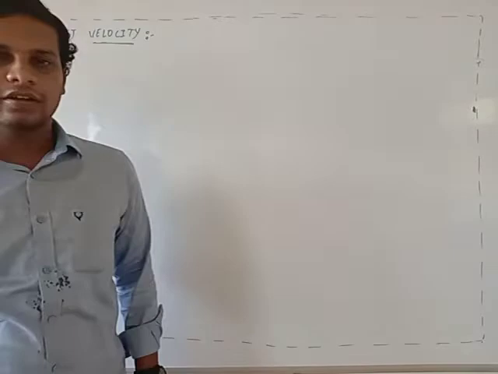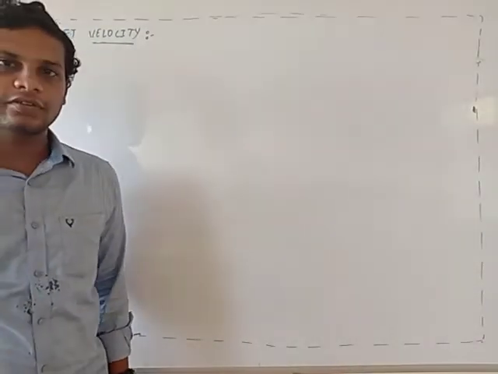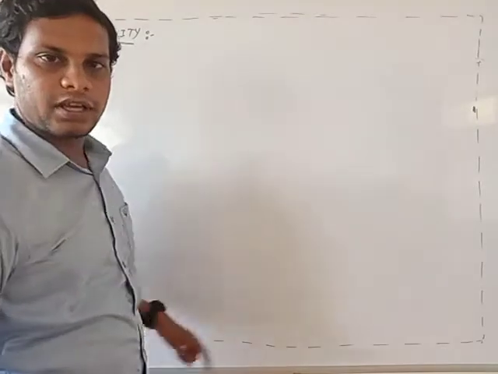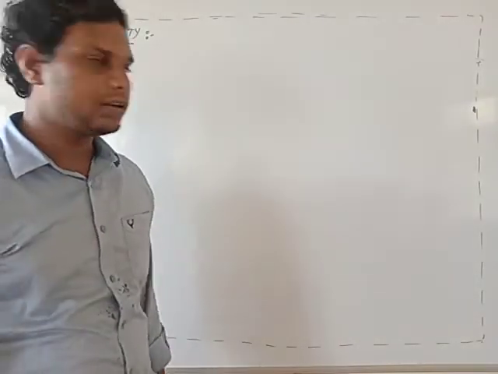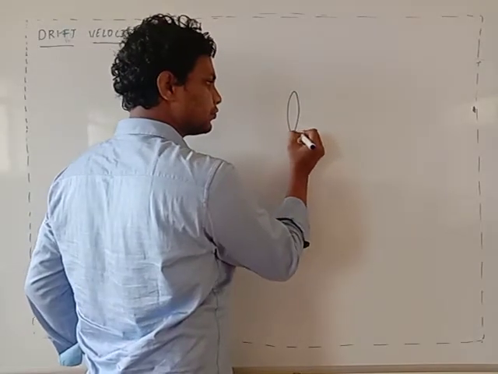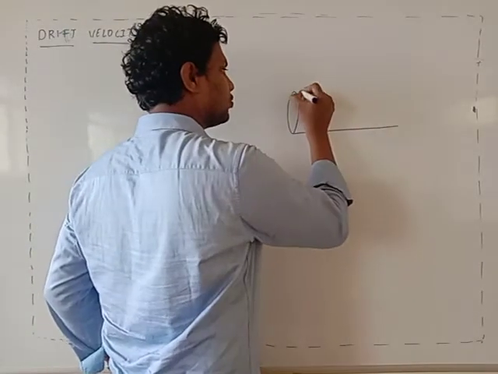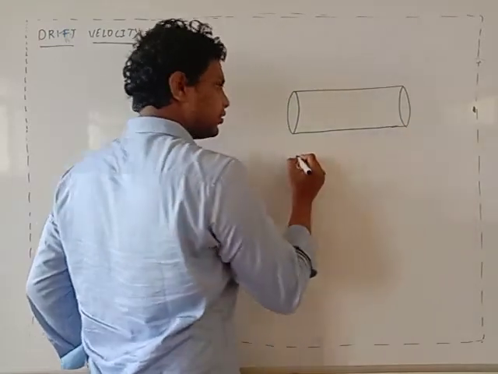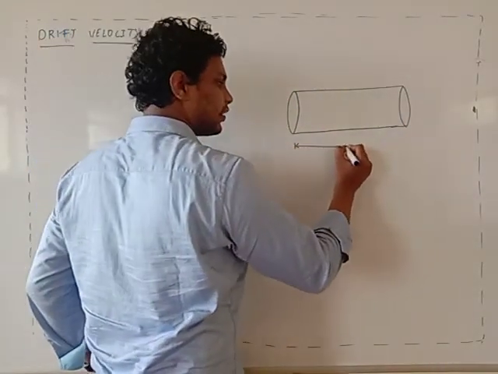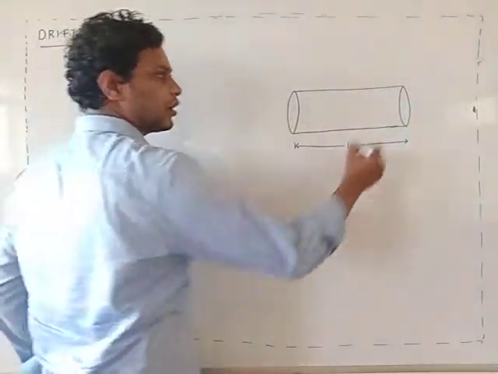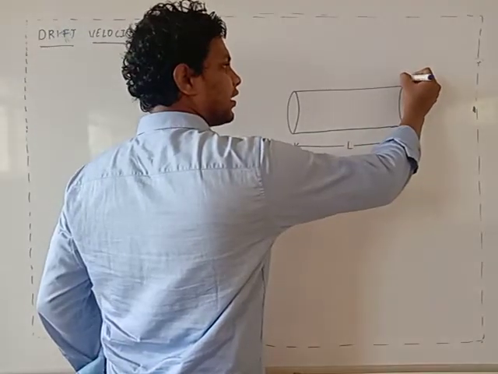So today we are going to discuss the concept that is drift velocity. To explain this drift velocity, I'll consider a conductor. Consider this as a conductor. Let us consider the length of the conductor as L, and let us consider the area of cross section of this conductor as A.